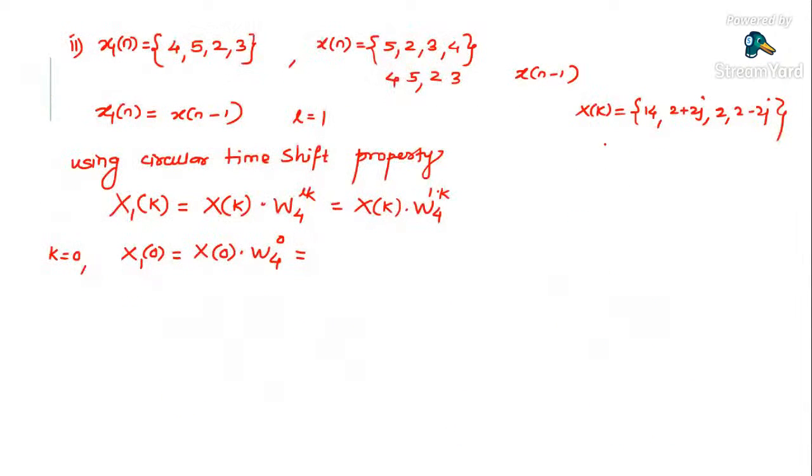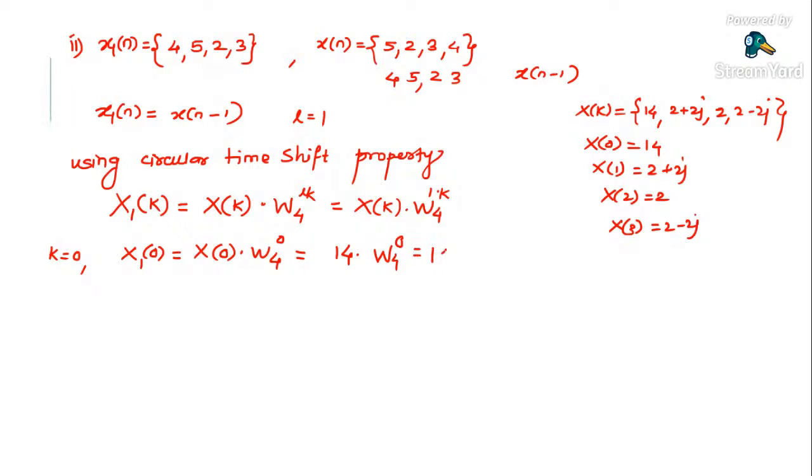And the result of that we have to use. X of 0 is 14, x of 1 is 2 plus 2j, x of 2 is 2, and x of 3 is 2 minus 2j. So 14 into W4 raised to 0, which is equal to 1. So 14 into 1, the answer is 14. Then put k is equal to 1. So x1 of 1 is x of 1 into W4 raised to 1.